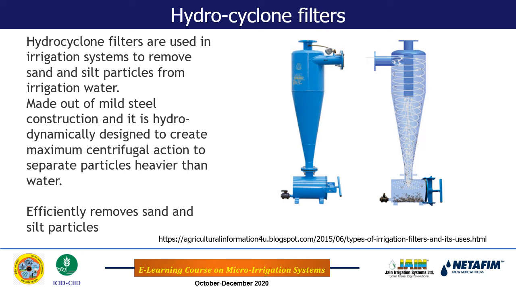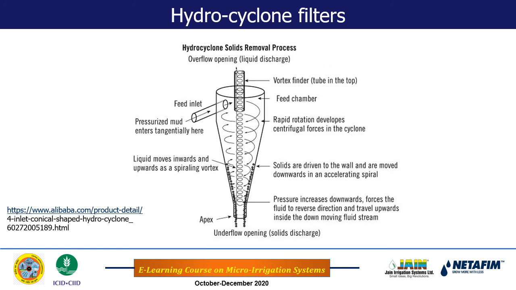So it in fact uses the centrifugal action, that is, the water with the impurities is made to rotate at high speed, so that the heavier particles will be separated as they strike the wall of the hydrocyclone filter, and then they will be collected at the bottom of the hydrocyclone filter, and impurity free water will be taken into the outlet. So this is one typical figure of how the process happens.